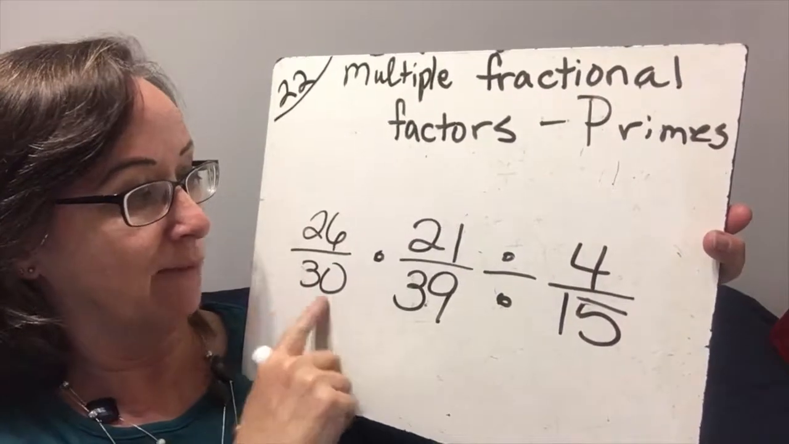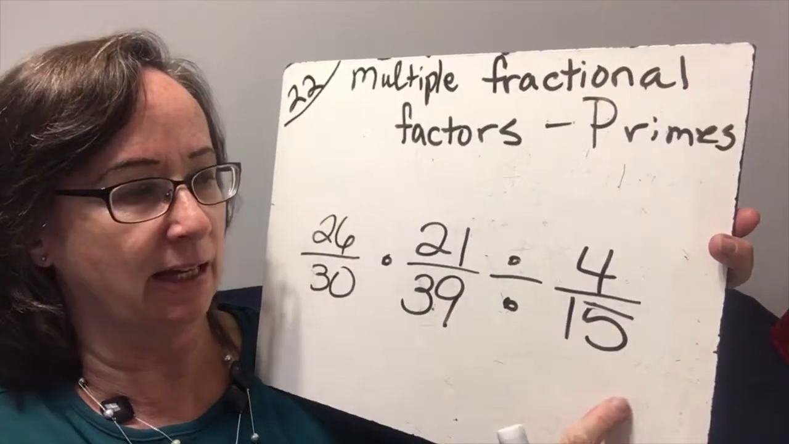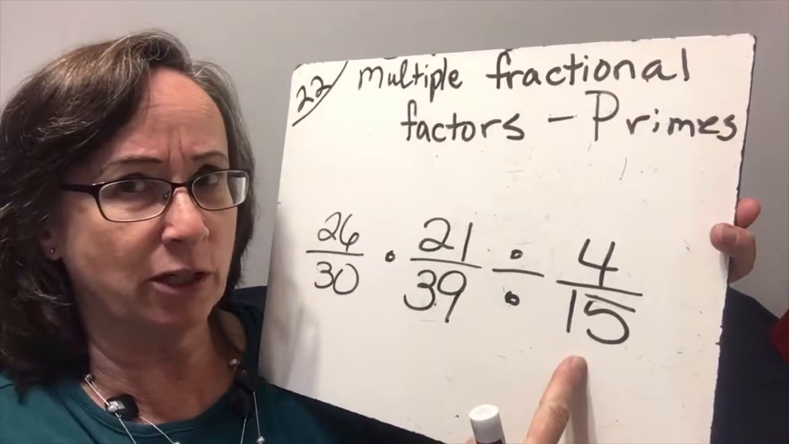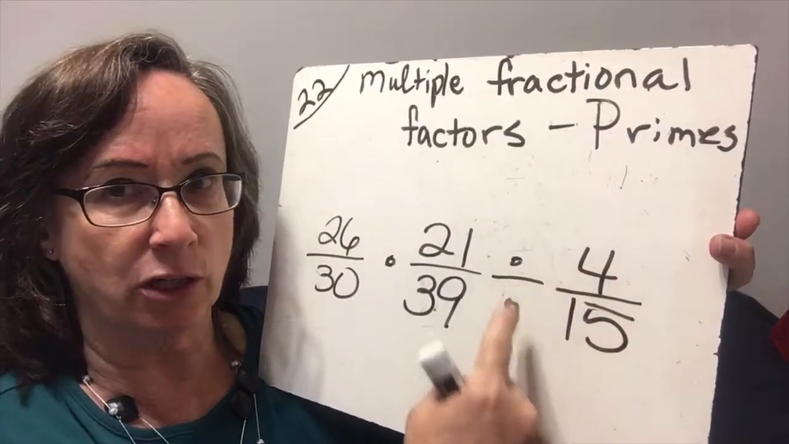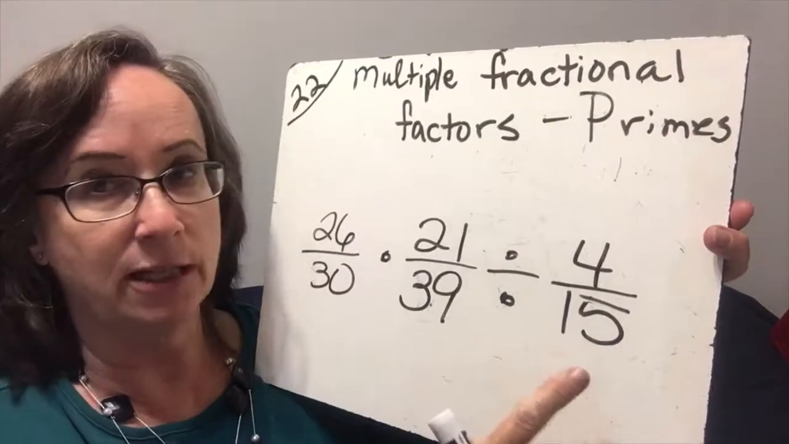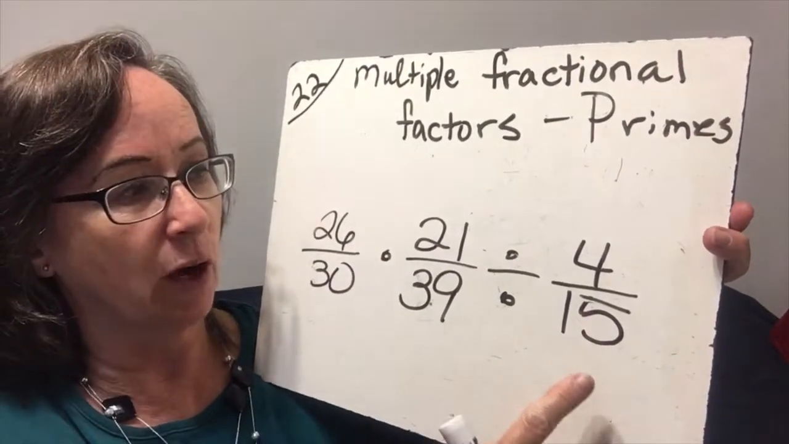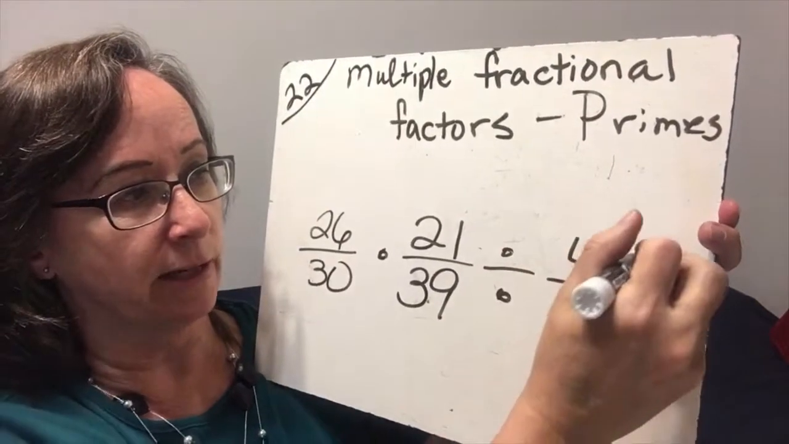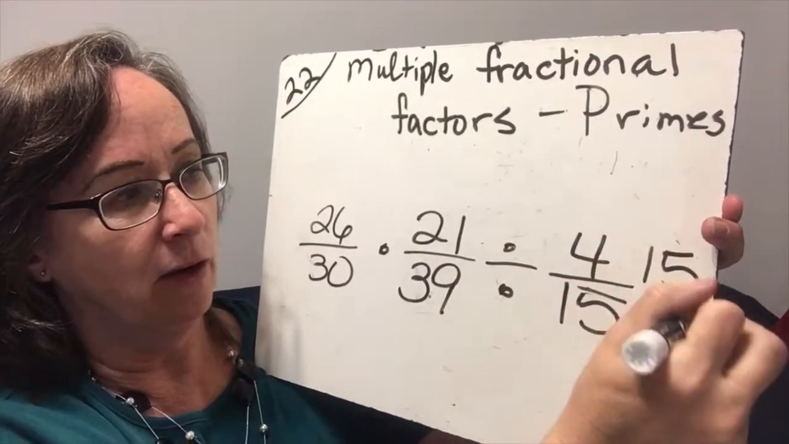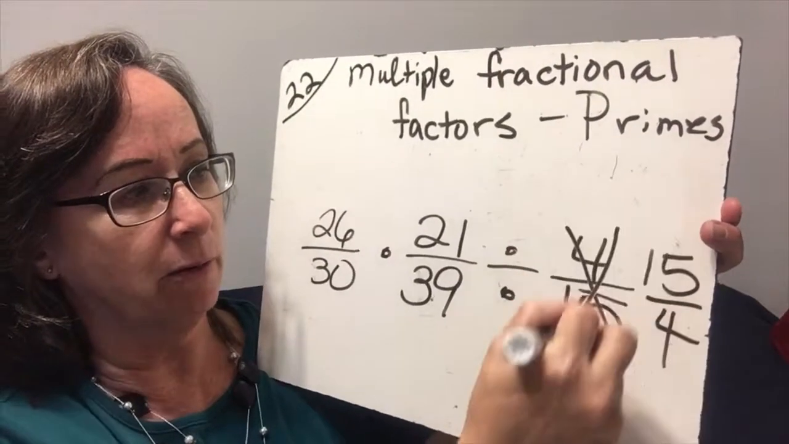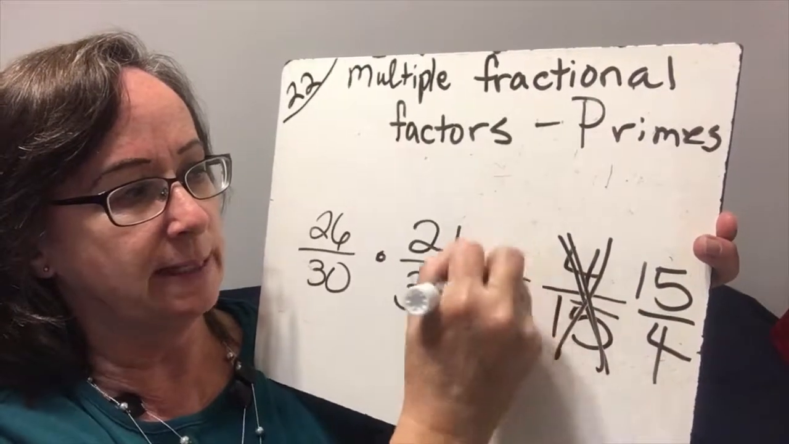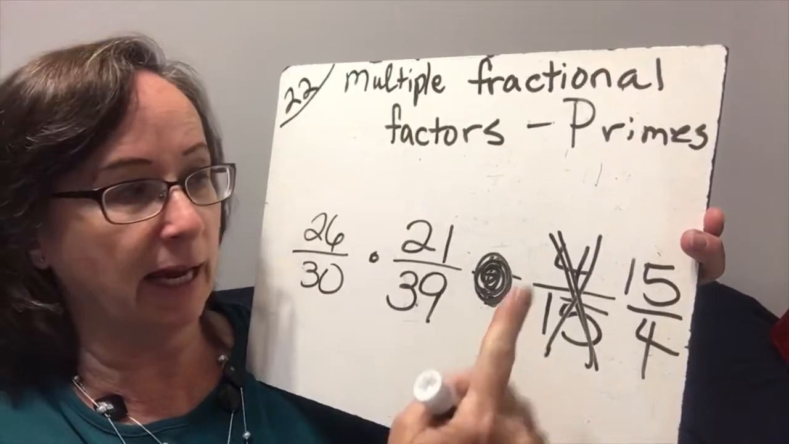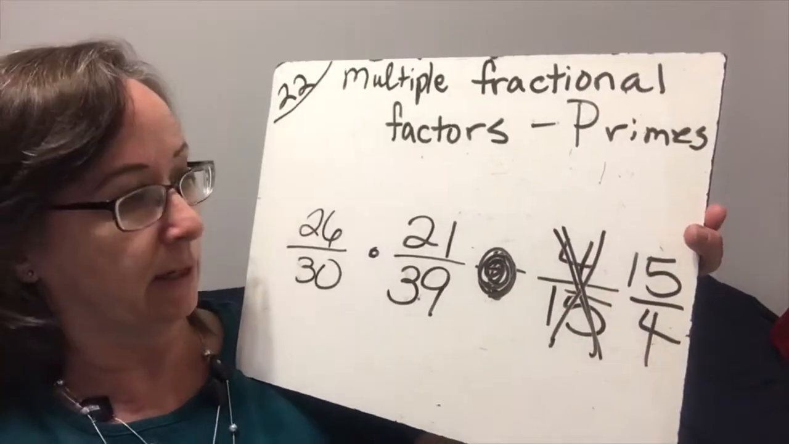Okay, so we have a multiplication and then a division. I don't want to get confused, so I'm going to turn this division around right away into a multiplication. So I'm going to move the 15 upstairs and the 4 downstairs. So it's going to be 15, 4, this is going to go away, and now this is a multiplication symbol. If you want to erase that, you can, but you need to flip it over.